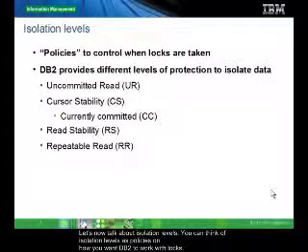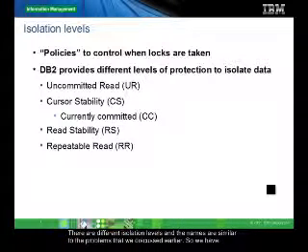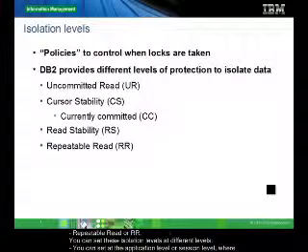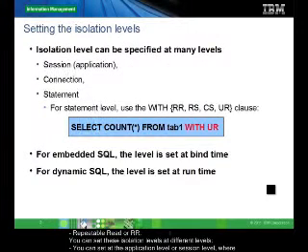Let's now talk about isolation levels. You can think of isolation levels as policies on how you want DB2 to work with locks. There are different isolation levels and the names are similar to the problems that we discussed earlier. So we have uncommitted read or UR, cursor stability or CS, read stability or RS, repeatable read or RR.